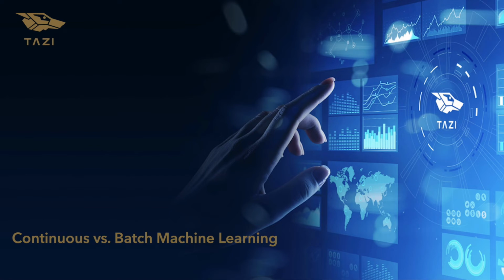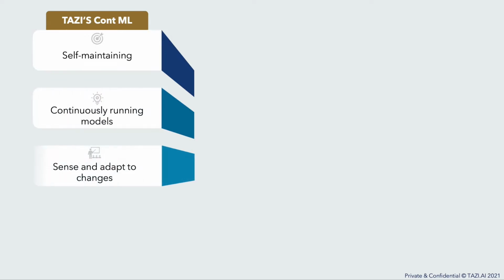Hello, everyone. Today, I would like to compare TAZI's continuous learning technology with the traditional batch machine learning models. Continuous machine learning by TAZI provides self-maintaining and continuously running models that can sense and adapt to any change in the environment. The models update themselves at every instance and never stop learning.